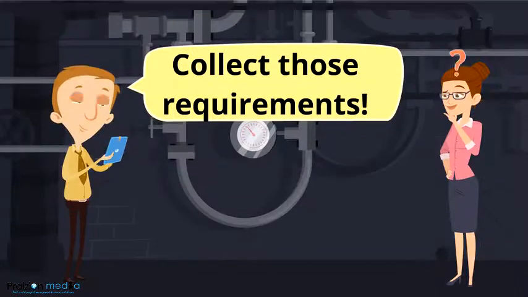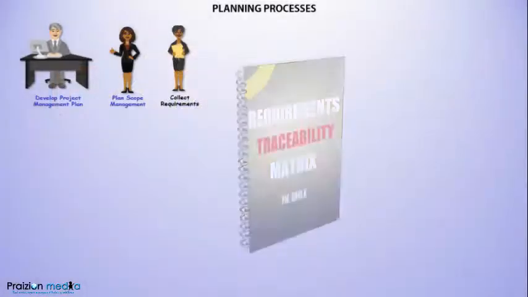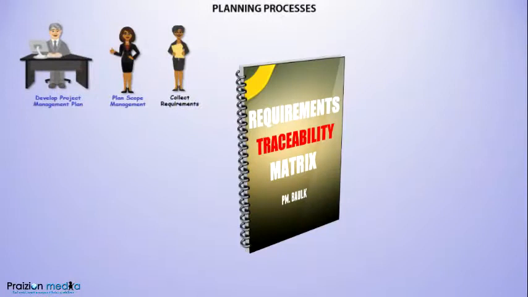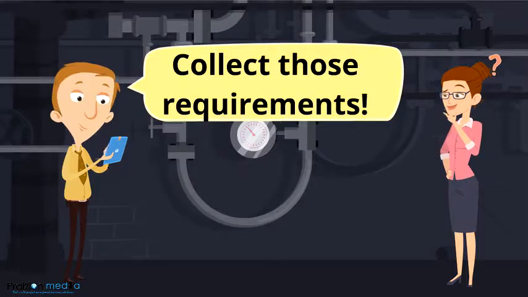The next process here is collect requirements. This is where requirements are actually collected. We have a requirements traceability matrix that is an output of this process. And this maps requirements to their origin. It could be a rather useful document.